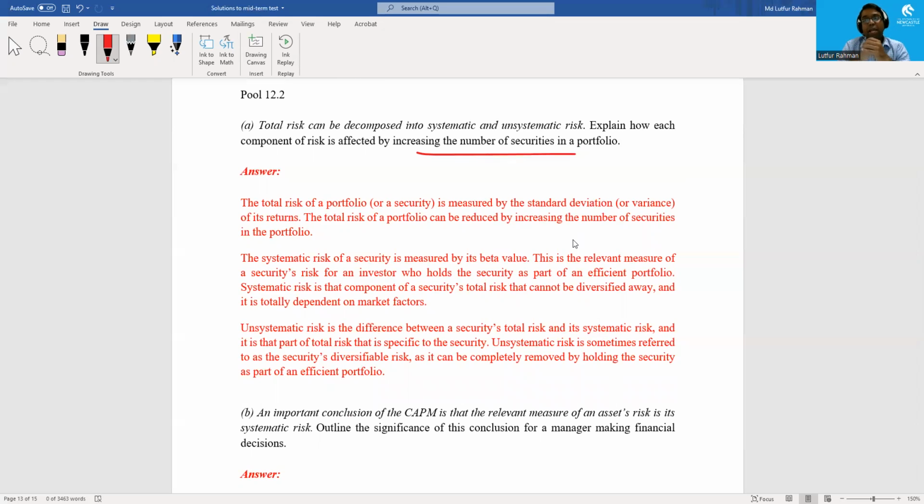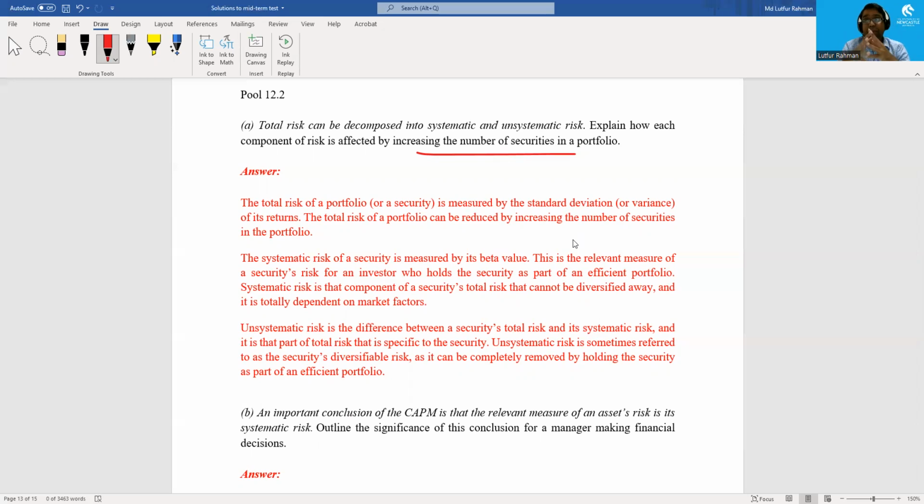Anyway, as we learned in week 5, unsystematic risk is the risk specific to a particular investment or particular asset. That's why as we put more and more assets in a portfolio, I mean, increase the number of securities in a portfolio, unsystematic risk will reduce. And eventually, unsystematic risk will be diversified away, okay? Because you are putting more and more stocks in the portfolio.